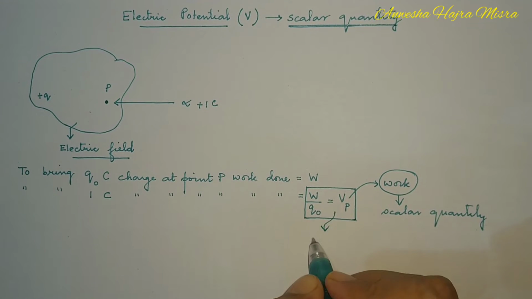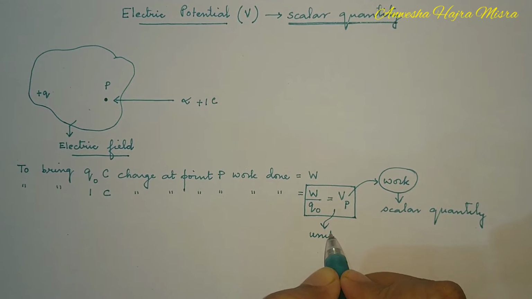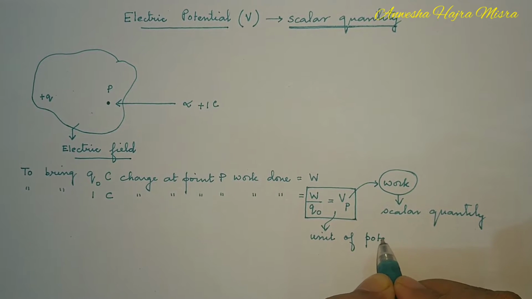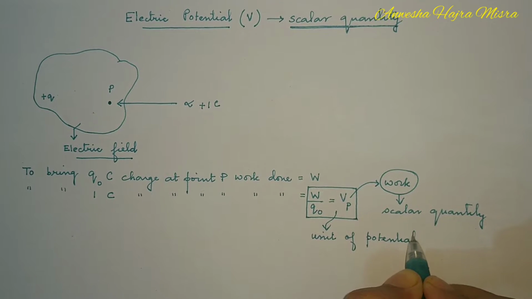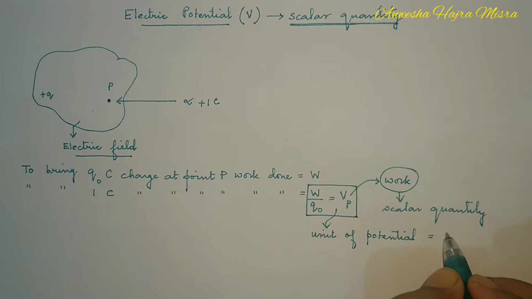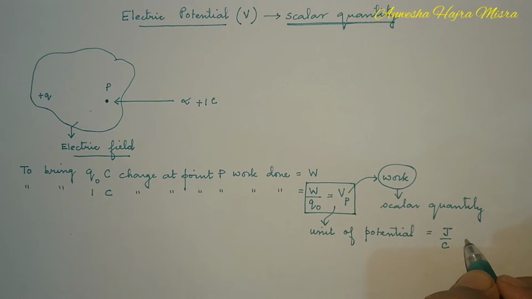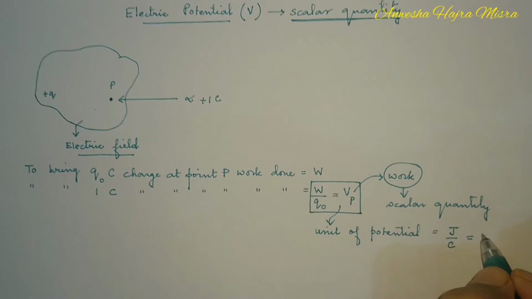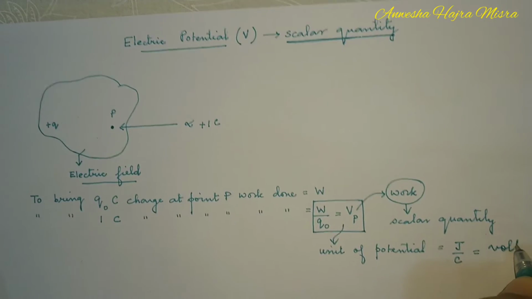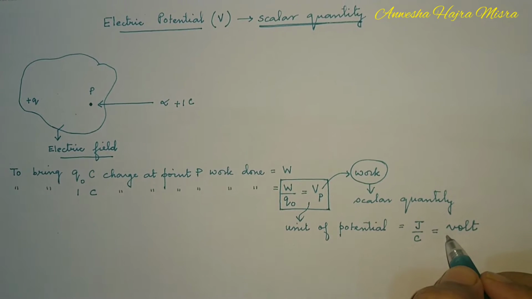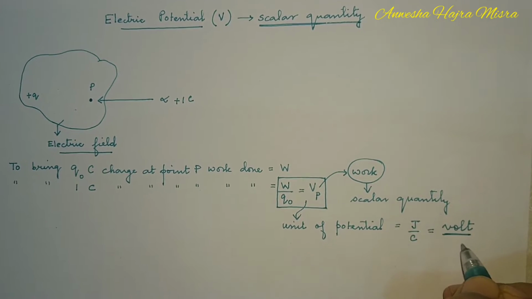Now what will be the unit of potential? It is joule per coulomb. Joule per coulomb, which in one word is called volt.